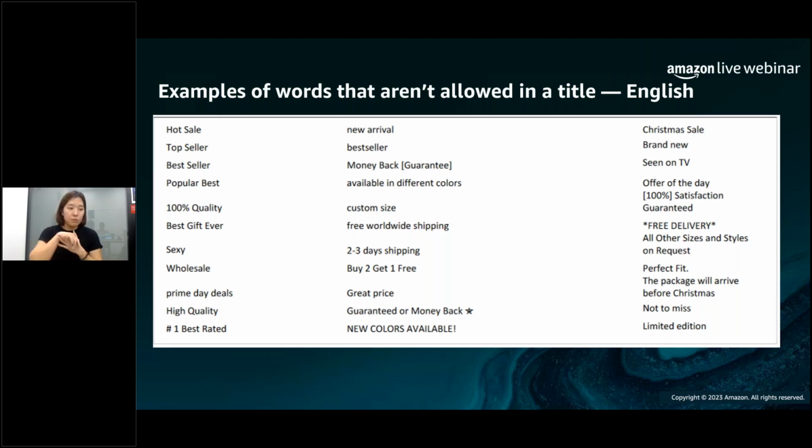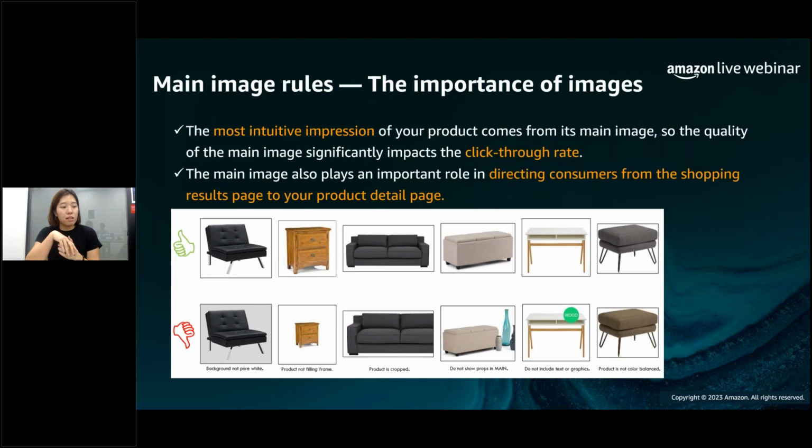Okay, so next we'll go over the main image rules. A lot of sellers always ask, do I need to actually upload a photo with a white background? Do I need to show this? Do I need to show that? Why does Amazon want me to show so many things? Now, the green thumbs up are definitely photos that we approve.